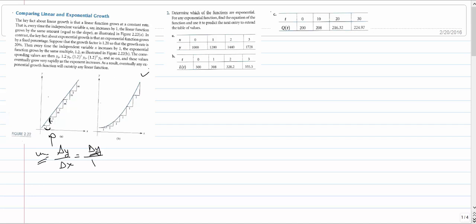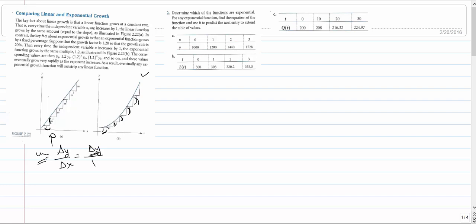And for exponentials, suppose that the growth factor is 1.2, so that the growth rate is 20%. Then every time the independent variable x increases by 1, the exponential function grows by the same multiple, 1.2. It's 1.2, 1.2 squared, 1.2 cubed, 1.2 to the fourth, 1.2 to the fifth, and so forth. So the change in x is 1 each time, but the change in y is a multiple of your growth factor.